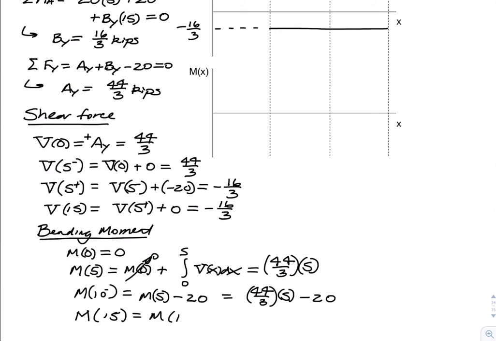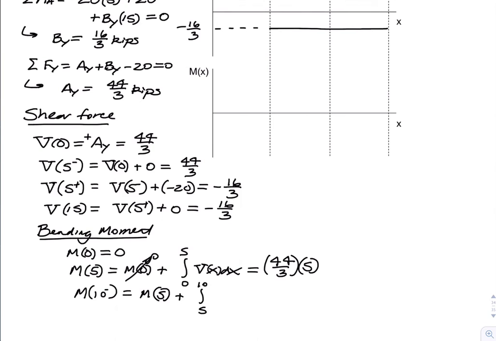I think I erred there. I was trying to work too fast here, and I sort of lost track. What I need to say here is that m 10 minus is equal to m5 plus the integral from 5 to 10 of v of x dx. Finally, I'm going to get this right. This is 44 thirds times 5 plus the integral of that one, which is going to be minus 16 thirds, times 5.